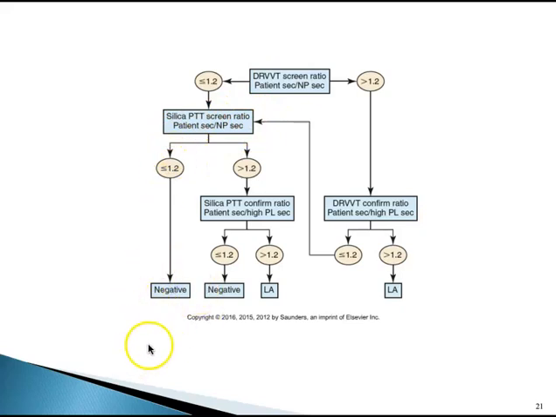then it is negative for a lupus anticoagulant. If you ran it and it was more than 1.2, but then you ran the high phospholipid reagent APTT and your result is 1.2 or less, then it is also negative for lupus anticoagulant. So this is the algorithm that is very commonly used in the laboratory to detect these lupus anticoagulants.